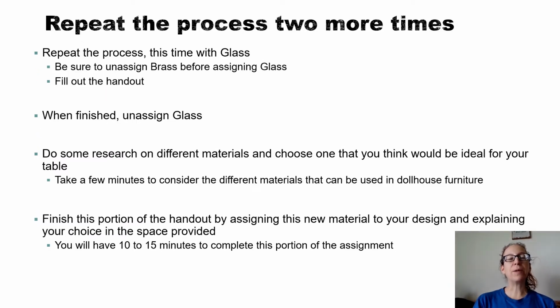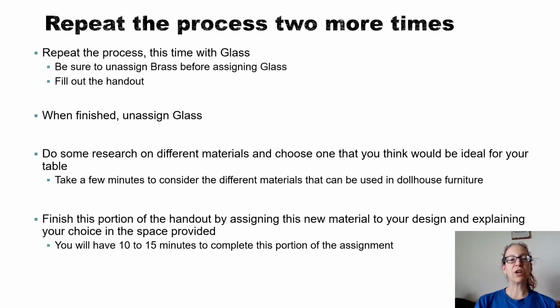All right, now you're going to repeat the process two more times. The first time you repeat it, you're going to repeat it with glass. Again, probably not a material that you would use to make a dollhouse table, but remember the goal of this activity is to practice assigning materials. Be sure to unassign brass before assigning glass to it, and then fill out the handout with your component being assigned the glass material. And then when finished, unassign glass.